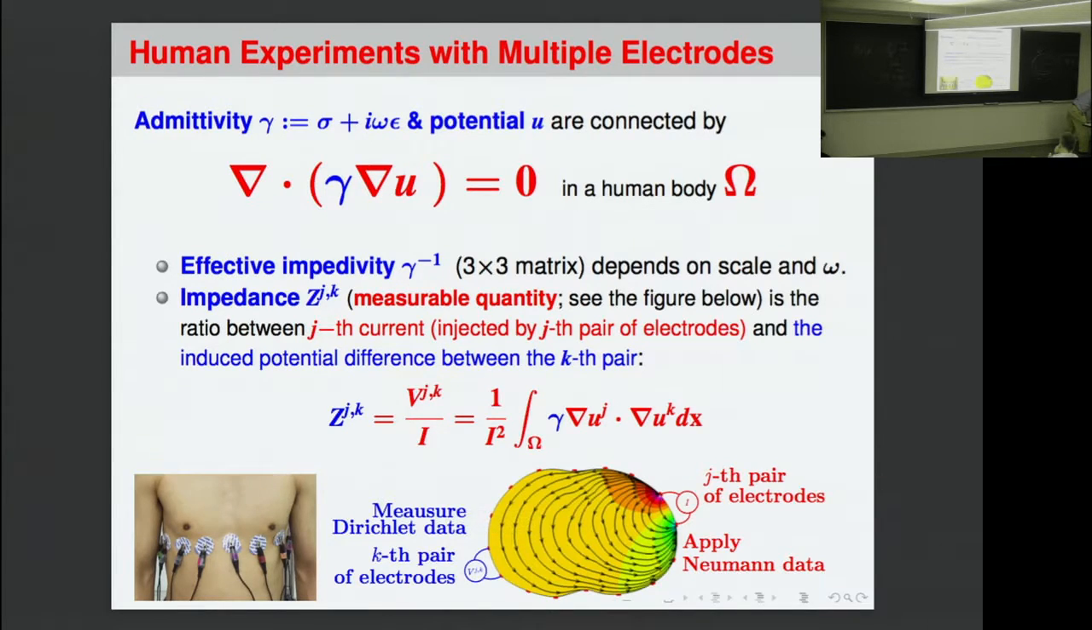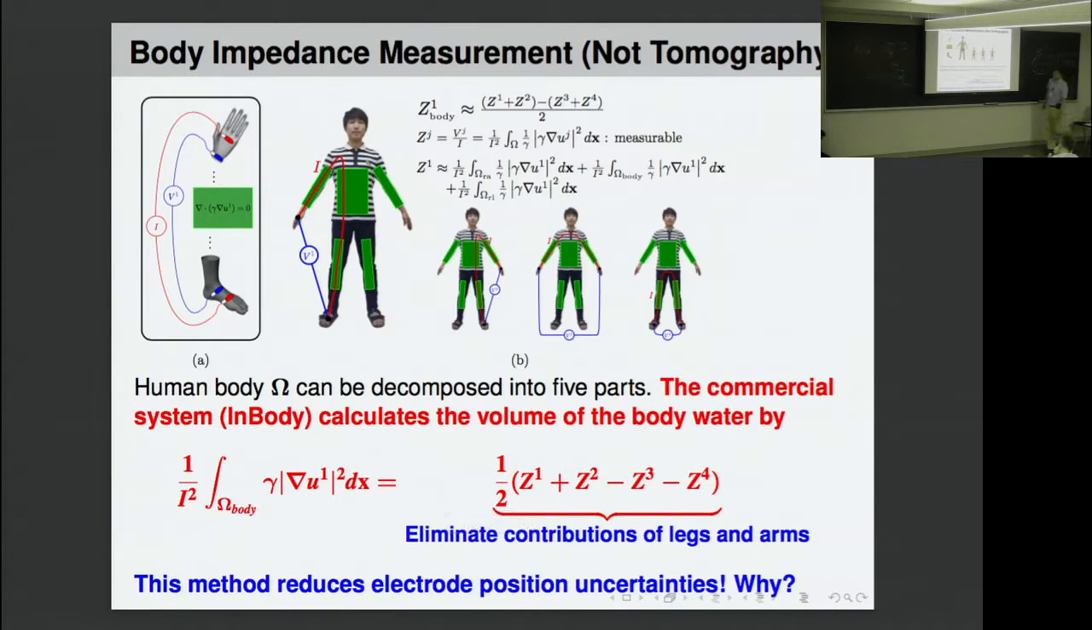And then someone did this thing, and it was commercially very successful. This is a great idea. If you go to a sports center for a health exam, you can check with 4 electrodes here and 4 electrodes held in the hands. You check the body content. I think most people have had that experience.